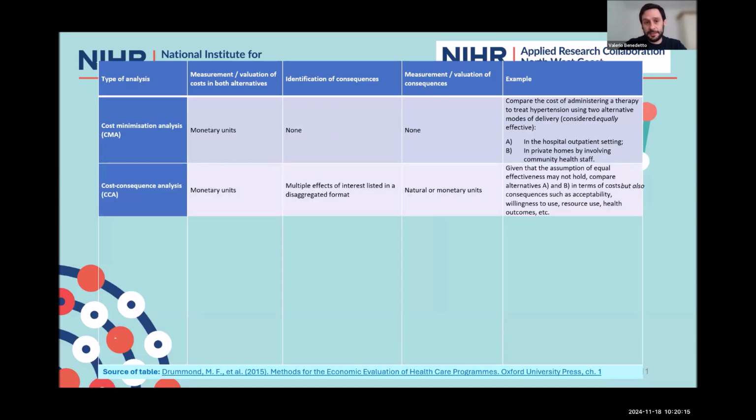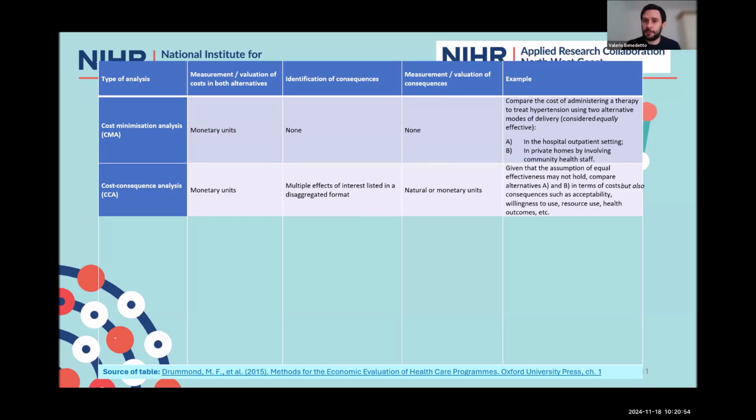Cost consequence analysis. Here we are really starting to consider the consequences, the outcomes, a bit more. In particular, we are considering the outcomes in a disaggregated format. And let's have a look at the example and let's understand what we mean with the disaggregated format. So given that the assumption of equal effectiveness might not hold, we compare alternatives A and B in terms of cost, but also consequences. So things like acceptability, willingness to use, resource use, health outcomes. So all these outcomes are listed separately and we consider them separately.